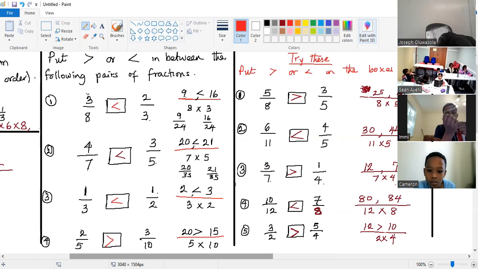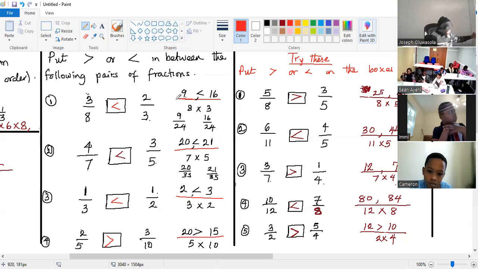Yeah, we're not doing ordering fractions anymore. All right. Now remember where we started from. We just put greater than or less than between pairs of fractions. Tahara, do you want to drop that book? It's not time to read a book.